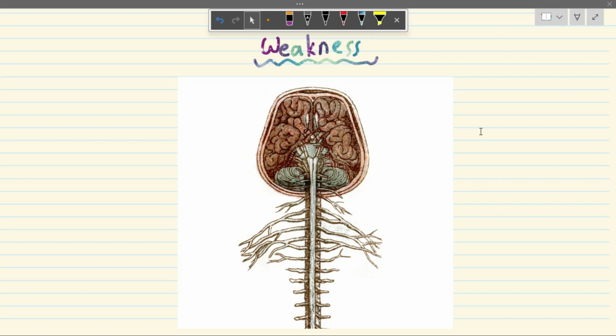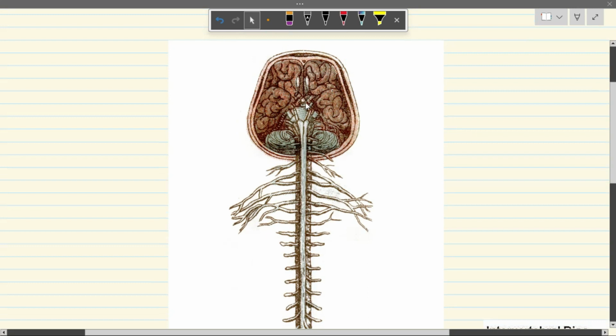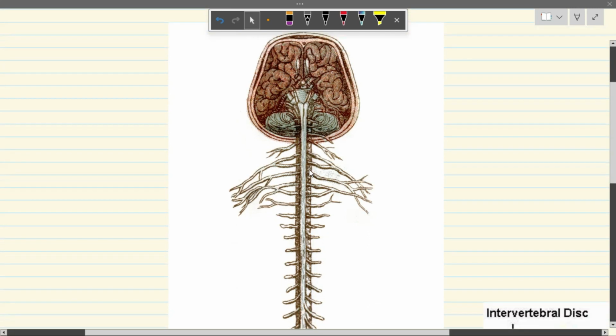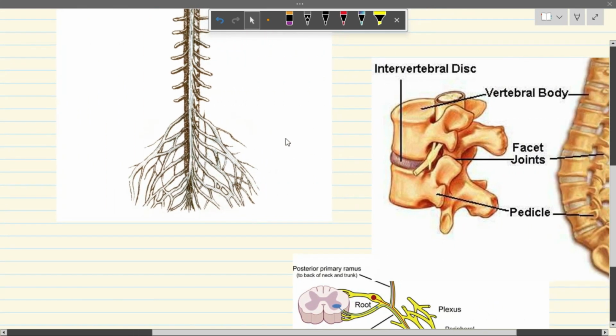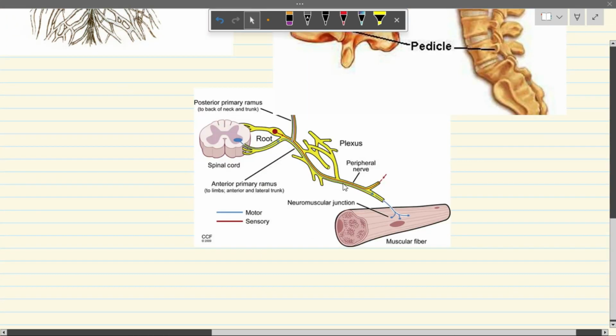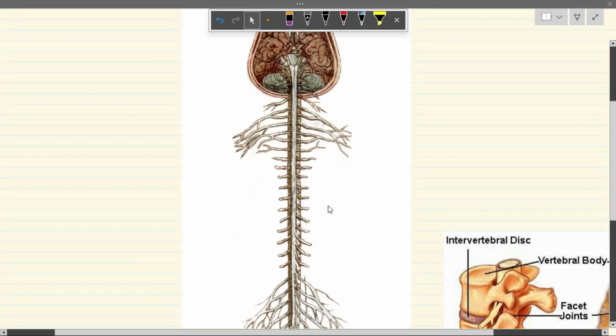Today we're talking about weakness. If someone presents with weakness, it can mean a whole bunch of problems. Our nervous system consists of our brain, the subcortical region, the brainstem, the spinal cord, and below it our peripheral nerves, then the neuromuscular junction, and finally the muscles. If any part of this gets damaged, we're going to have muscle weakness.